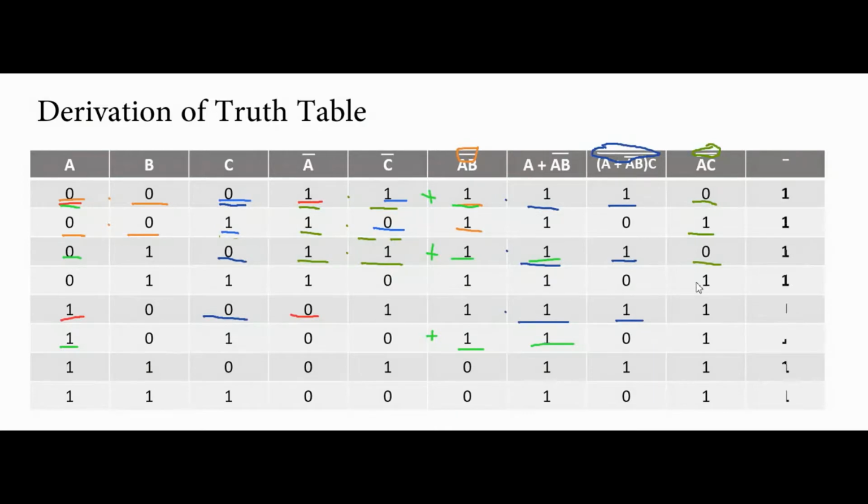For the output F, the last two columns are ORed. So anything ORed with 1, as we observe in either rows, would always be equal to 1.